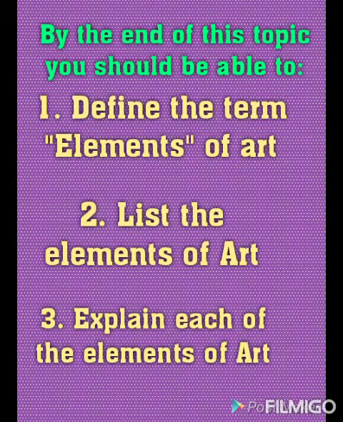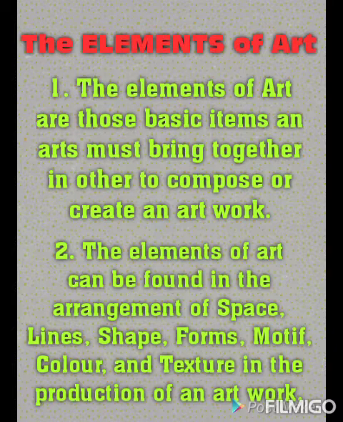Now let's take a look at what an element of art is. What is the element of art? Now, these are the basic items an artist brings together in the composing or creation of an artwork. These elements can be found in the orderly arrangement of space, line, shape, form, motif, color, or texture in the production of an artwork.